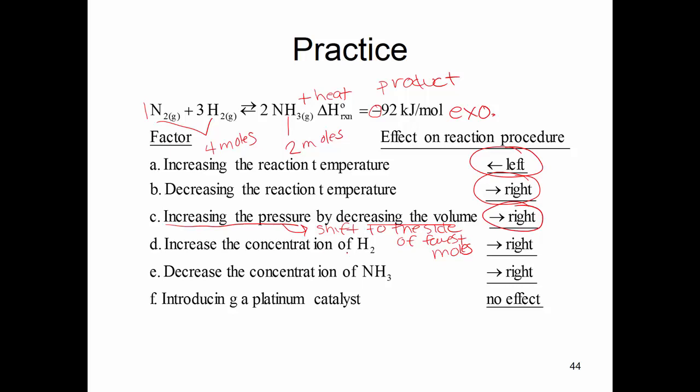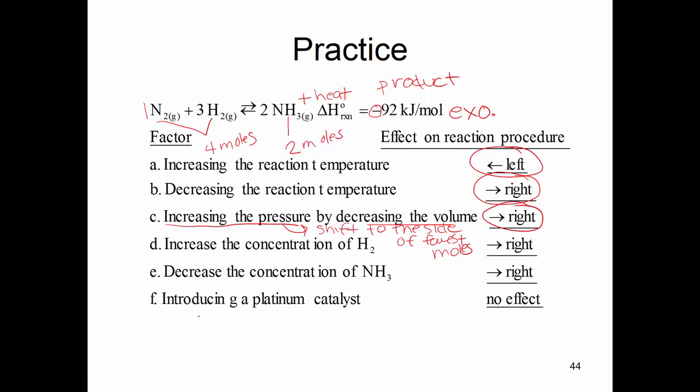Okay, if I increase the concentration of hydrogen, if I increase on the left, I shift to the right. If I decrease the concentration of ammonia, so that's my product, then I shift to the side of the loss. So I shift to the same side, therefore I shift to the right, to the product side.